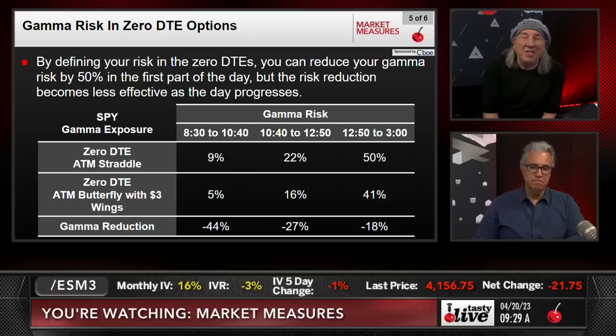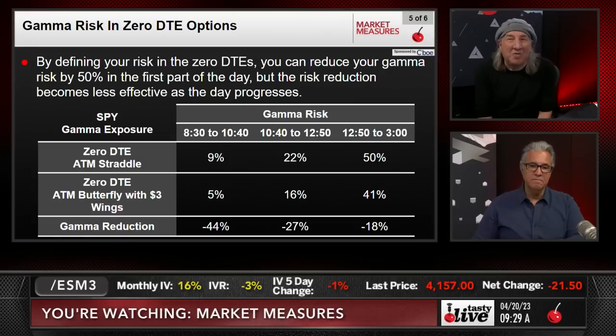This is probably the best 0 DT discussion we've had so far, because this has the most useful information in it, I think. Just about where real risk is. Let's go to the next slide.